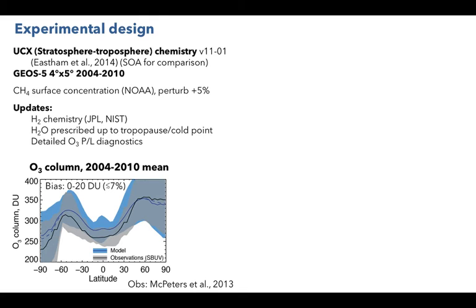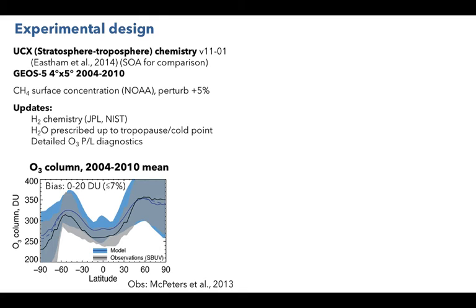I include a few updates. I've included H2 chemistry so that I can follow the full cascade from methane down to water vapor. I also slightly changed the way that H2O is prescribed up to the tropopause, but in the stratosphere, the water vapor is entirely responding to chemistry and transport. It's not prescribed from GEOS as it is in the troposphere. I also have detailed diagnostics. So the model is in blue here for the total ozone column.